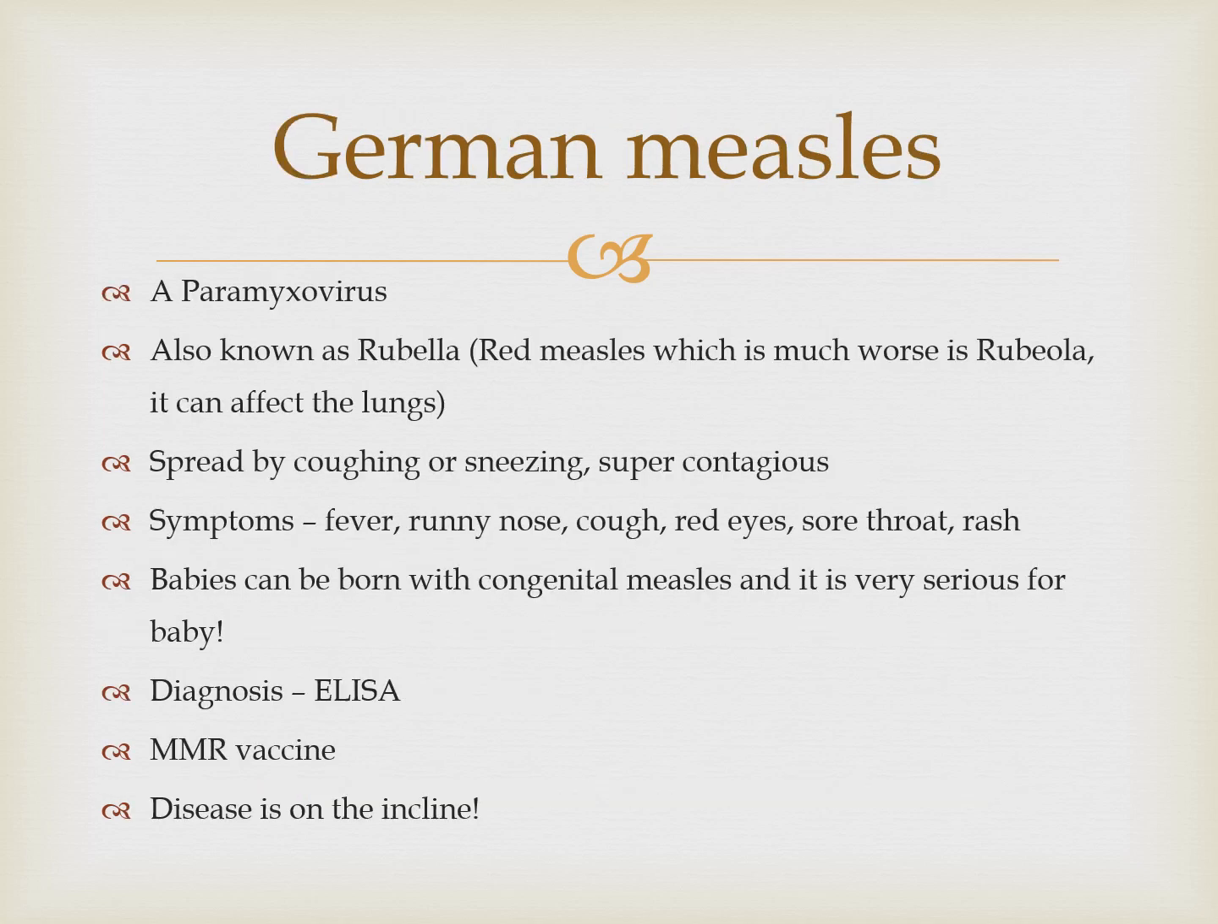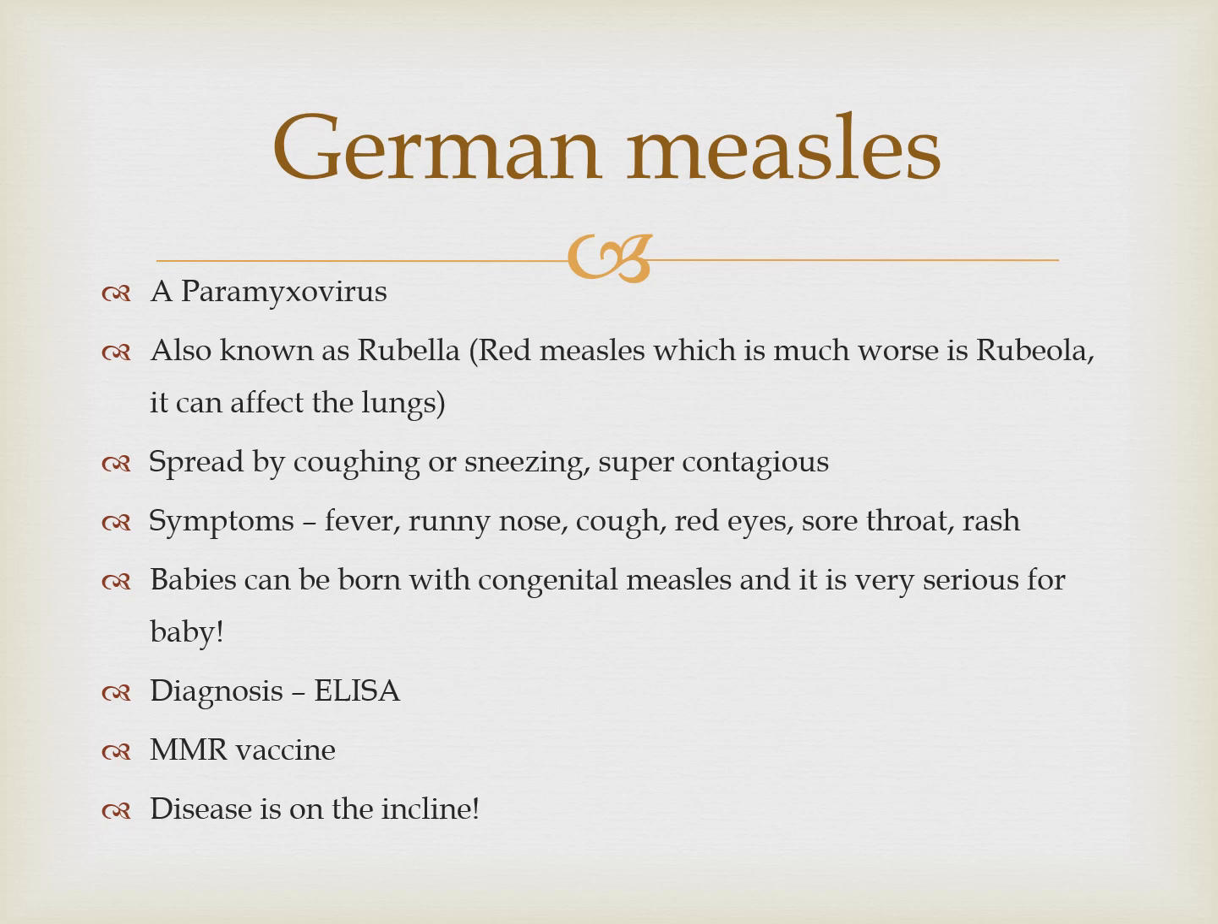German measles are also known as rubella or the 3-day measles. This is a paramyxovirus. It's also known as rubella. Red measles, which is much worse, is rubeola, and it can affect the lungs. German measles is spread by coughing or sneezing and is quite contagious. Okay. Some symptoms: fever, runny nose, cough, red eyes, sore throat, and rash.